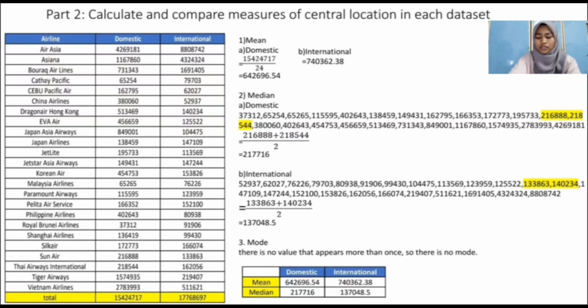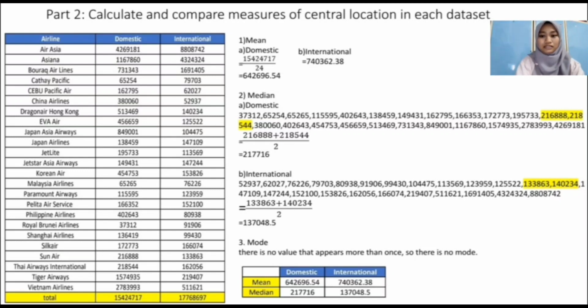0.654, and the result for the international airlines mean is 740,062.38. Next, to find the median, we first arrange the numbers in ascending order. There are 24 numbers in the set, so the median is the average of the two middle numbers, so we add them together. Therefore, the median for domestic airlines is 217,716. Same goes for international airlines, so the median is 137,048.5. There is no value occurring most frequently in each dataset, so there is no mode.